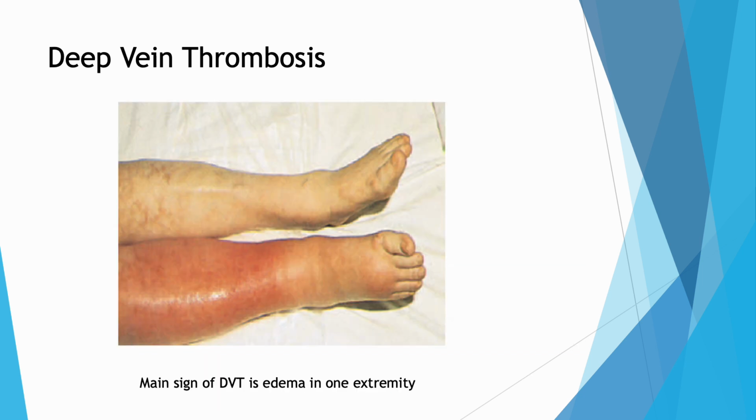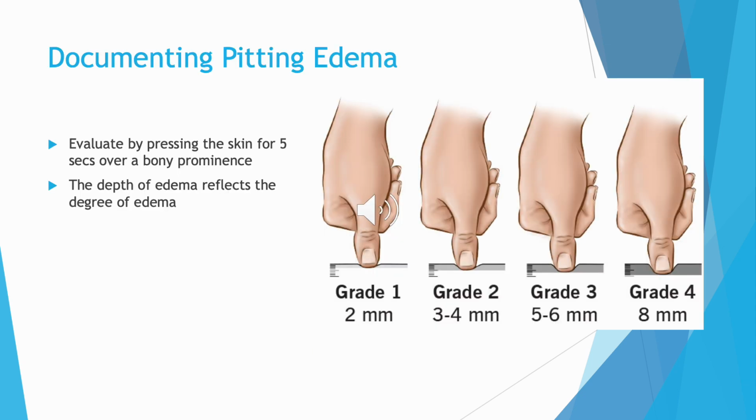Okay. The main sign, you'll see edema and redness in one leg and not the other one. Typically, it's a leg. It can happen in the upper extremities, but typically it's a leg. Super important that you know how to document pitting edema. In a lot of conditions we talked about this semester, you are going to be documenting pitting edema, like in hypernatremia, congestive heart failure, those kind of conditions.